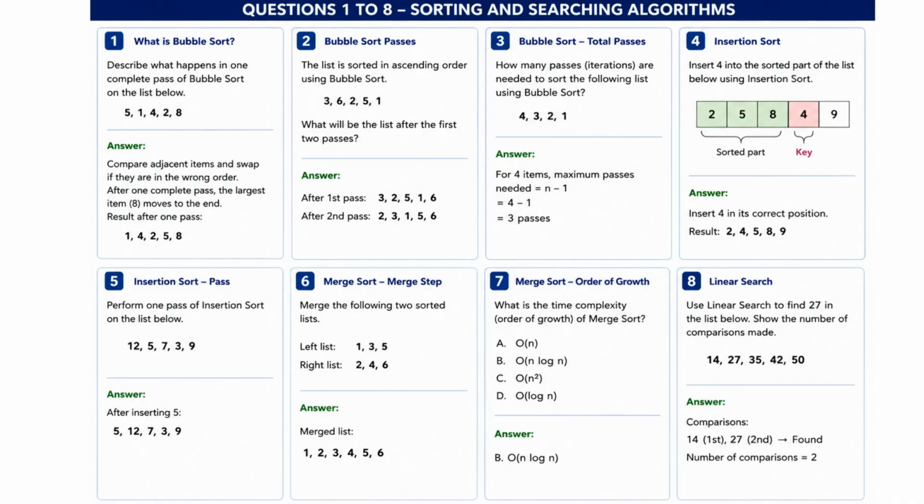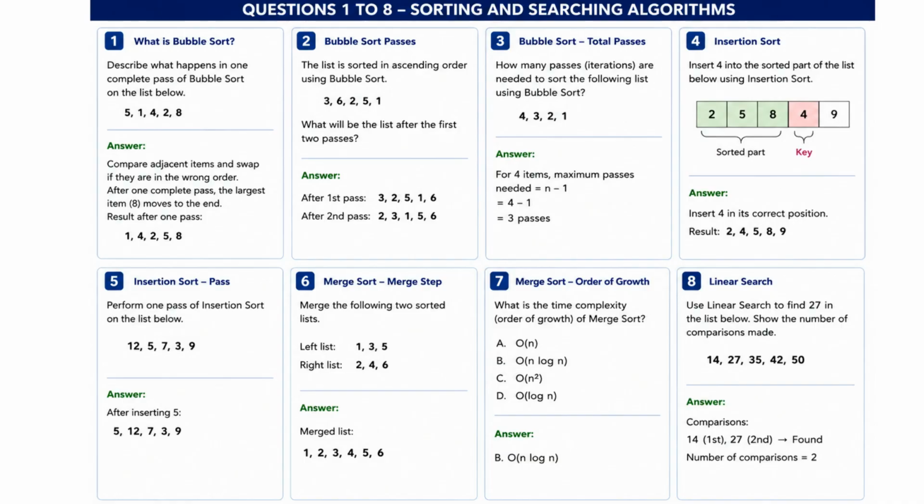Question 4 explains insertion sort. Students must understand that insertion sort inserts each value into the correct position inside the sorted section. Question 5 asks students to perform one pass of insertion sort. Students should identify where the current value should be inserted and shift larger values to the right.